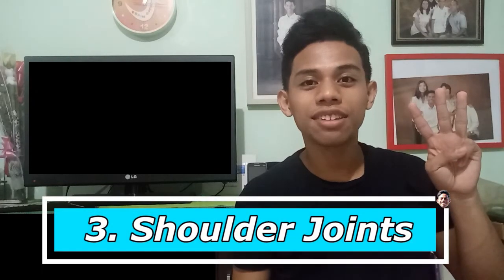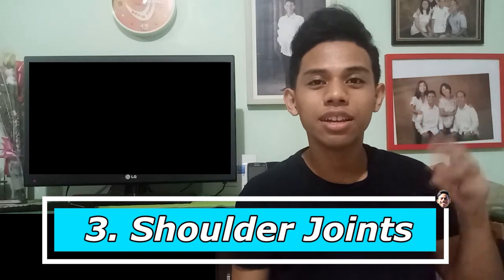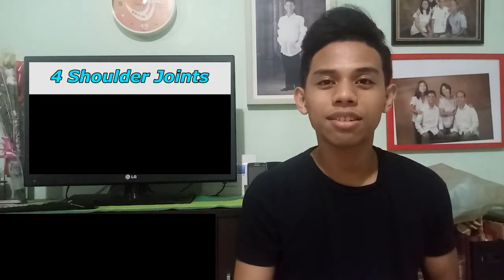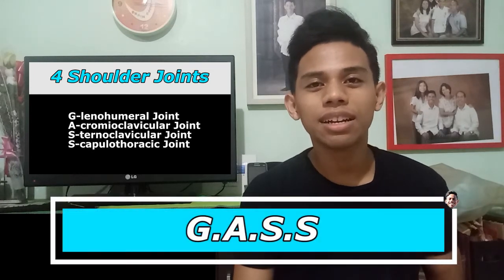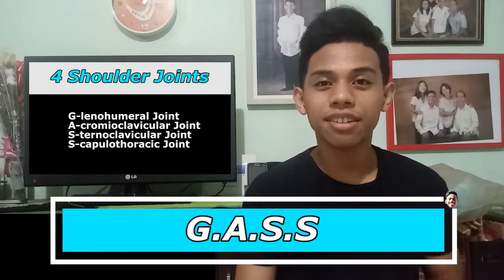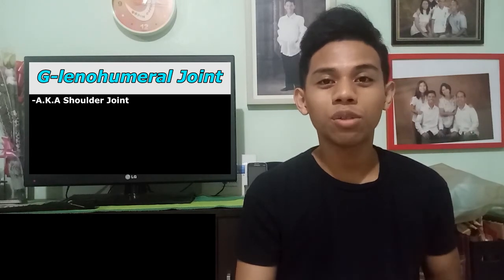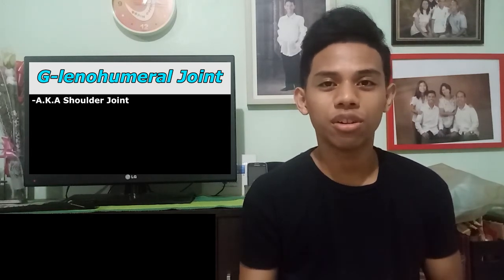And the third and last main point of this video is the joints. To easily remember the joints of the shoulder complex, just remember the word GASS. G-A-S-S. GASS. G for glenohumeral joint, or what we call as the shoulder joint.